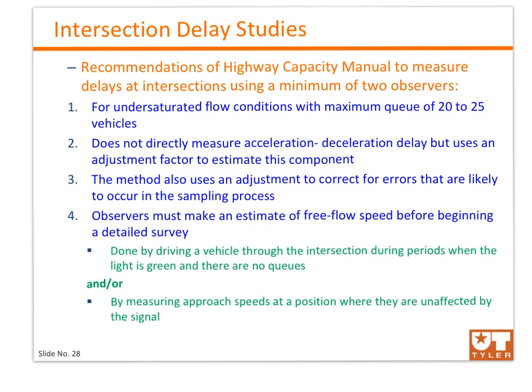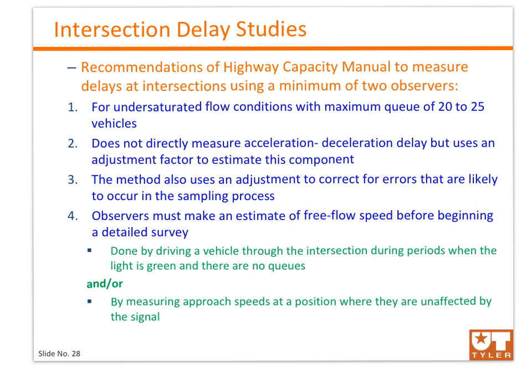Another recommendation of the HCM to measure delays at intersections using 2 observers is because it doesn't directly measure acceleration or deceleration delay, but uses an adjustment factor to estimate this component. Another recommendation was that the method also uses an adjustment to correct for errors that are likely to occur in the sampling process. Remember, we're just doing sampling, we're not measuring every single car.